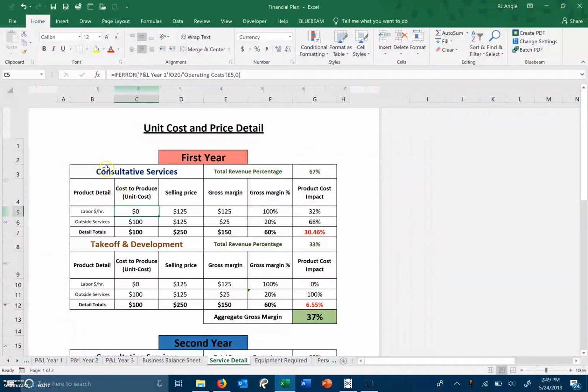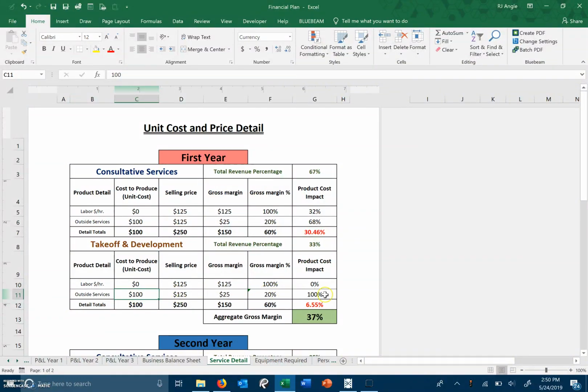But this entire revenue stream, consultative services, only accounts for 67% of my total revenue. The other 33% is from takeoff and development, right? And I have a similar situation right here. I have the same resale price of $125 an hour. This is just giving you guys an idea of how to accomplish this. This isn't necessarily the true metric I'm going to be using for my own business. But let's assume it costs me $100 an hour in outsourced service in order to provide this service.